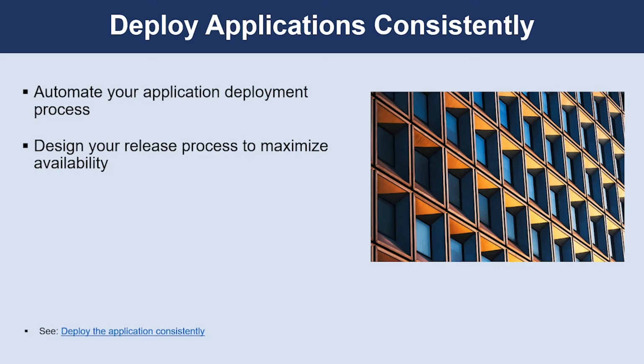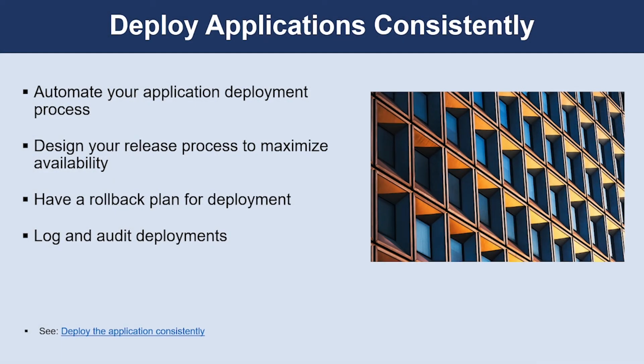So, if a failure occurs, you can quickly roll back the updates. The next step is to have a rollback plan for deployment. So design a rollback process to return to the last known good version and to minimize downtime if a deployment fails. The next stage is to log and audit deployments.